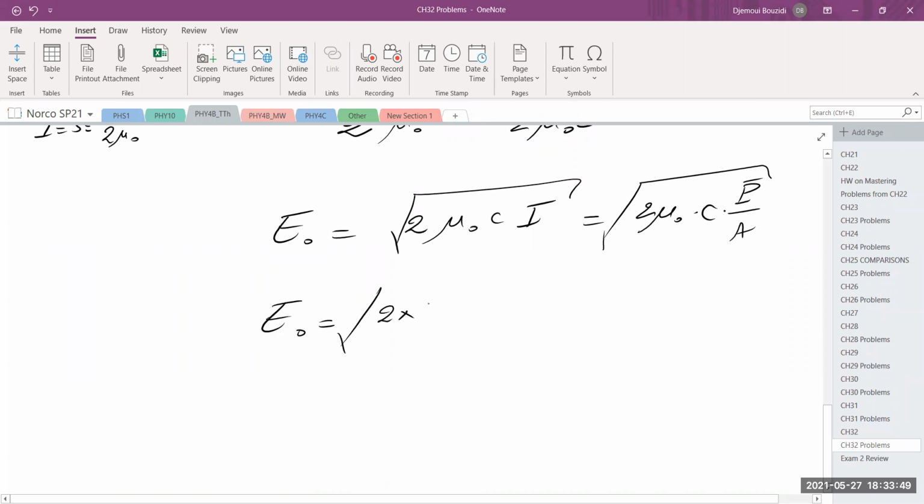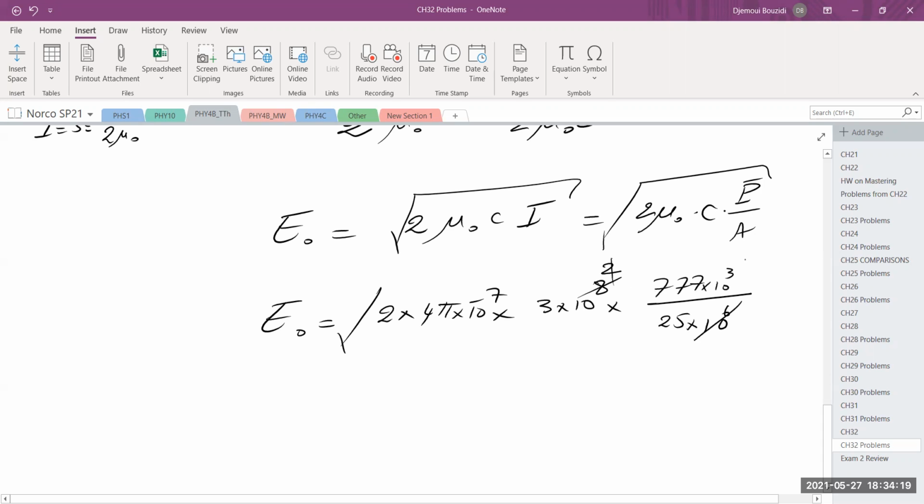It's going to be 2 times mu naught, which is 4 pi 10 to the negative 7, times C, the speed of light, which is 3 times 10 to the power 8, times the power, 777 kilowatts, divided by the area. The area is 5 squared, which is 25, kilometers, which is 10 to the power 3. When you square it, it's going to be 10 to the power 6. From the get-go, this number and that number cancel, and I am left with a 2 in here.